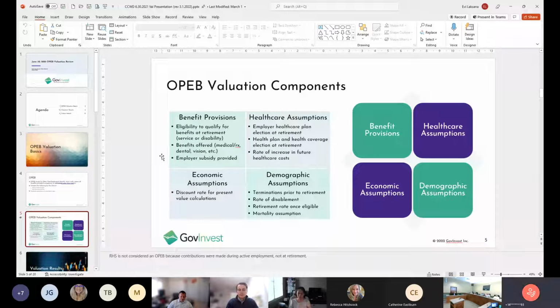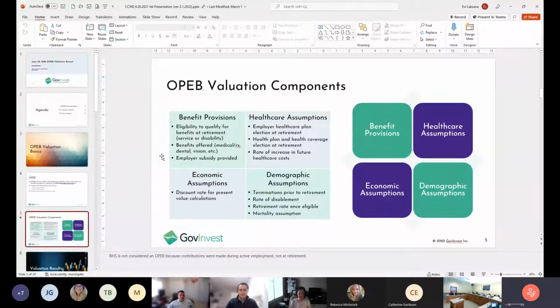Now, the economic assumption is really just the discount rate, because when we do an OPEB valuation, we do essentially a long-term cash flow projection, and then we discount it all back to the measurement date. The last bucket of OPEB valuation components is the demographic assumptions.